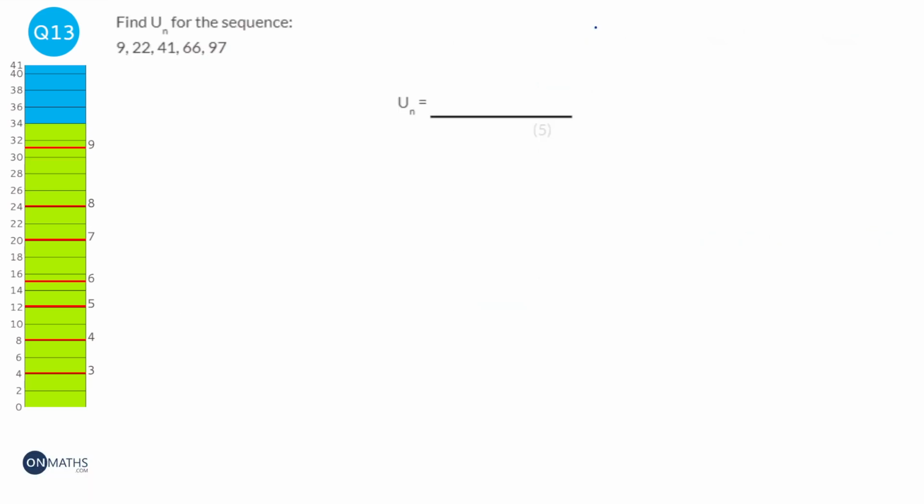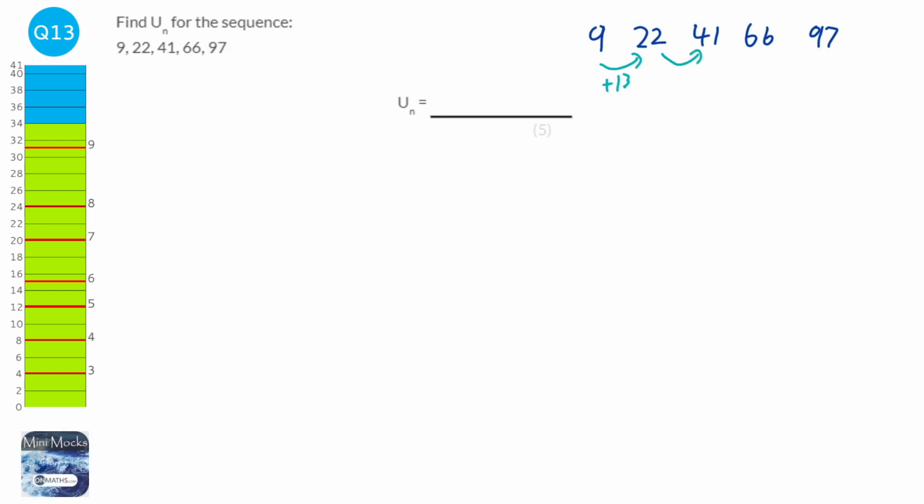So we're going to just quickly write out our sequence, so 9, 22, 41, 66, and 97. And we're going to find the differences of each of them. So that's going to be plus 13. Then we've got plus 19. So they're different already. We know that it's not a linear sequence. And that's going to be plus 31.